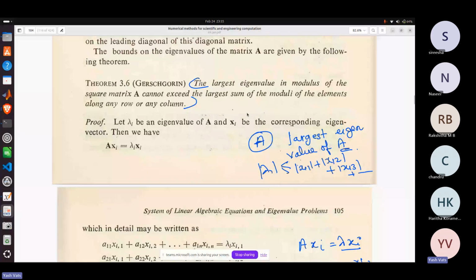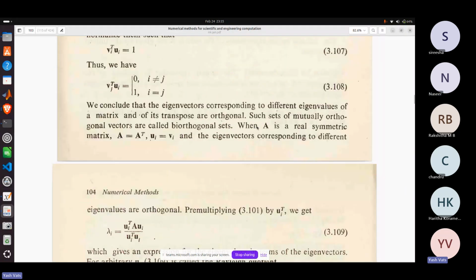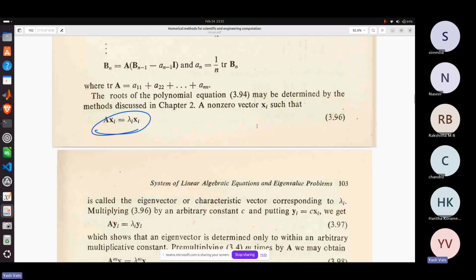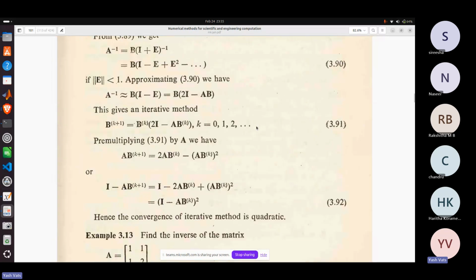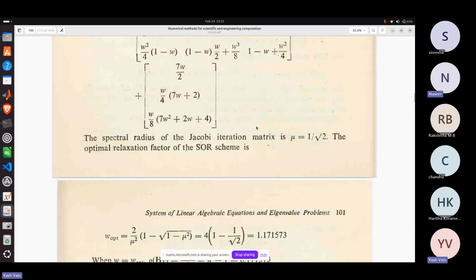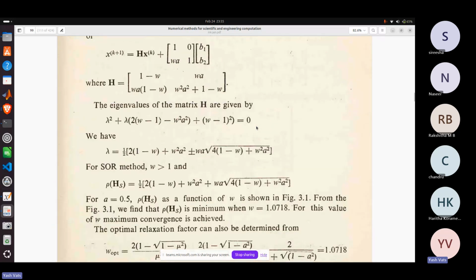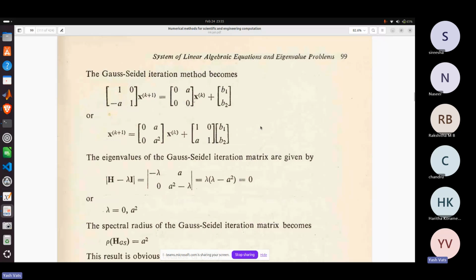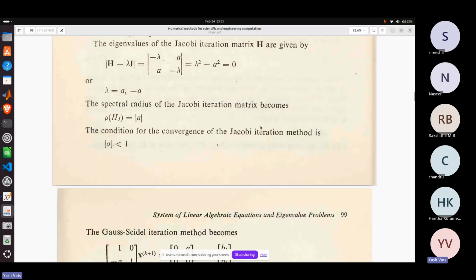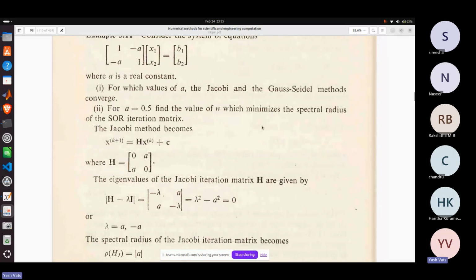But if your matrix is diagonally dominant, then your methods converge. That's also a theorem, but I haven't discussed it. You were saying something about the spectral radius before. Has this been discussed in the class, the SOR method? I don't know.